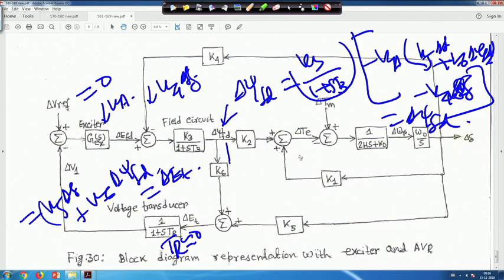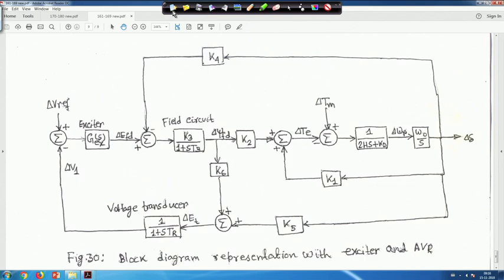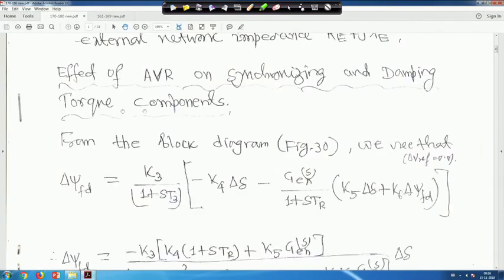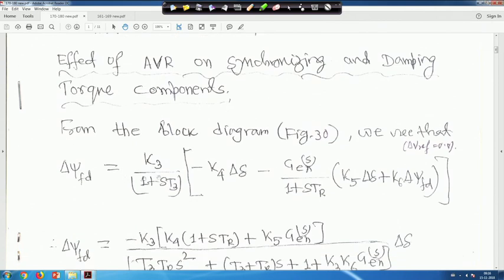And this torque delta T has two components. One is due to delta psi fd, where K2 should be multiplied with delta psi fd, that is the whole thing. And another one is coming from here, that is K1 delta delta. I hope it is understandable to you, because all of you have studied control systems in third year, or block diagrams, same thing here. So we will go back to this thing. That is why we are writing the same thing.